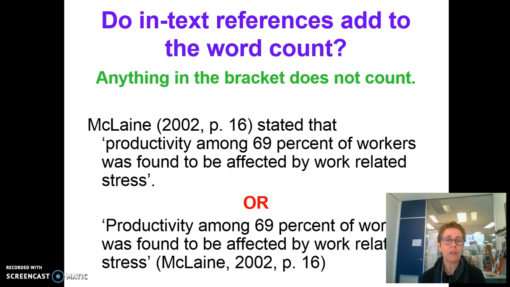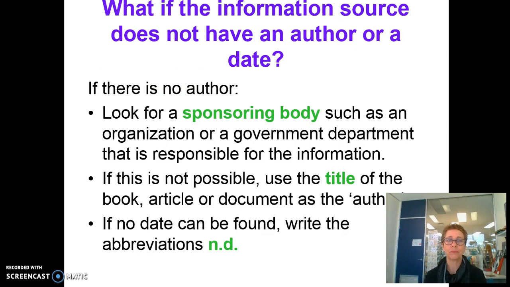So in the first example here, McLean is outside the bracket. So that is going to count. That's the author's surname outside the bracket, which will count towards your word count. In the second example, his surname is occurring in the bracket. So in this case, it doesn't count towards the word count. So if you're really desperate to cut your word count back, you should do the second option there and make sure the author's surname is occurring in the brackets.